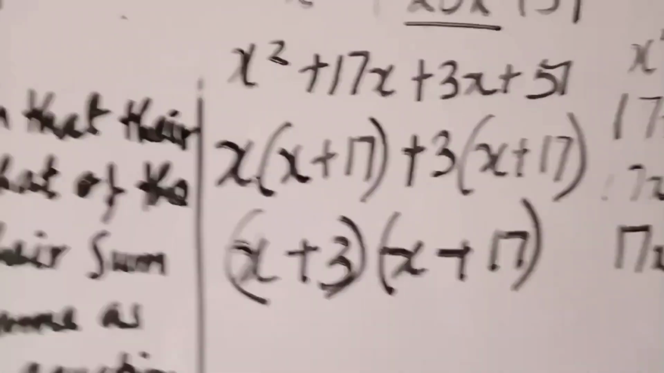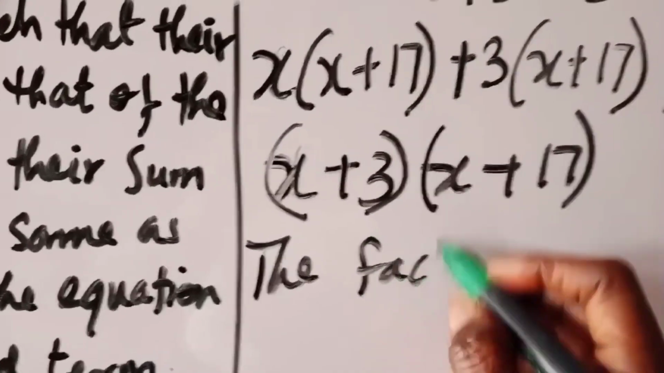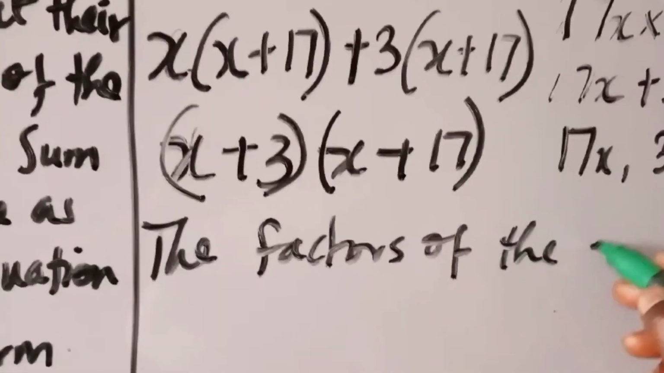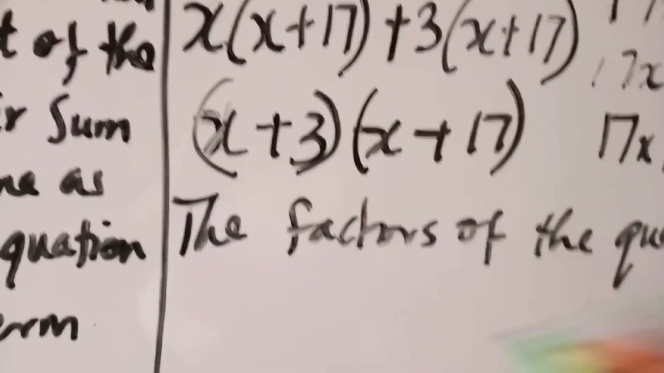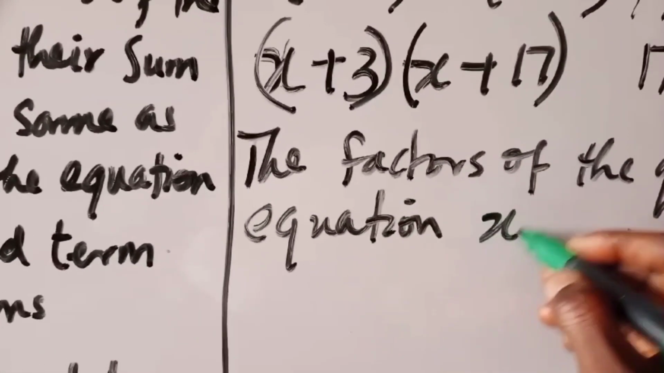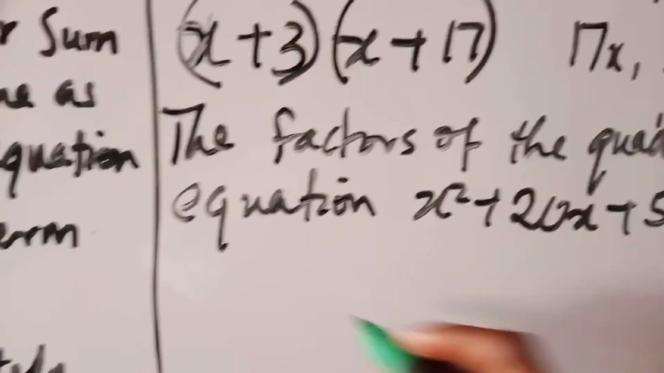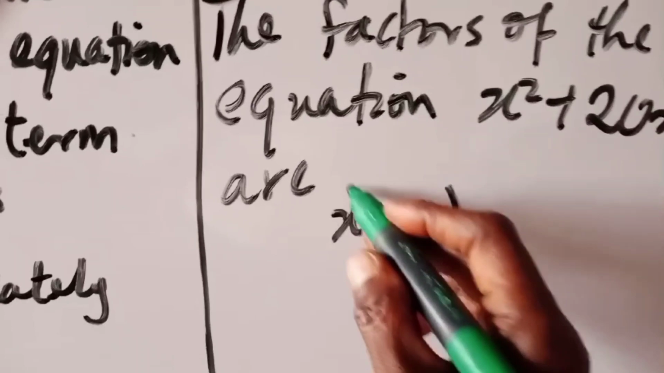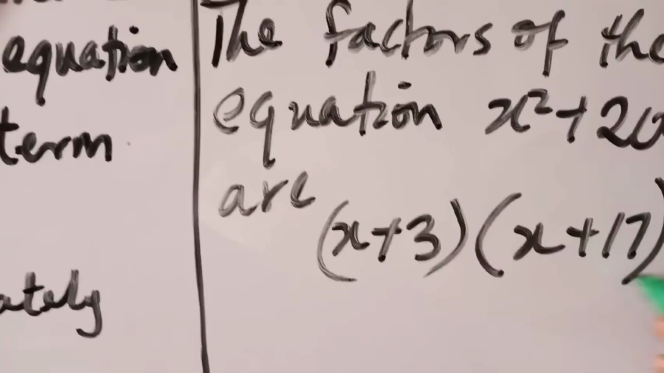So at this junction, you will say the factors of the quadratic equation x squared plus 20x plus 51 are x plus 3 and x plus 17.